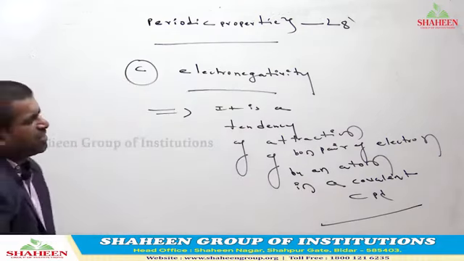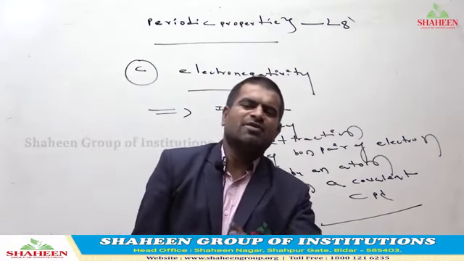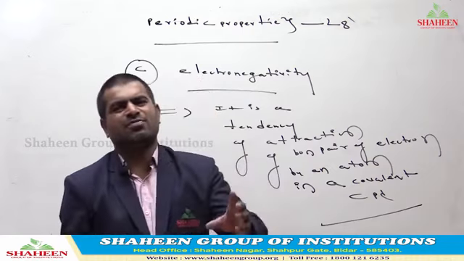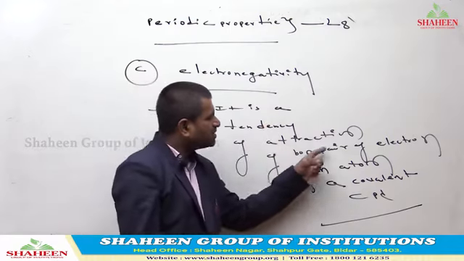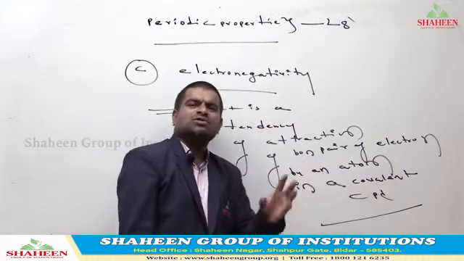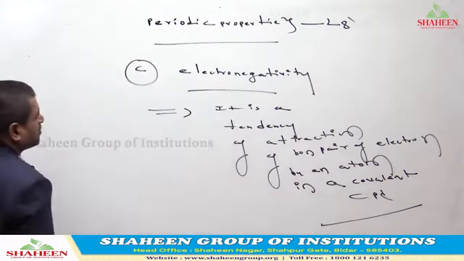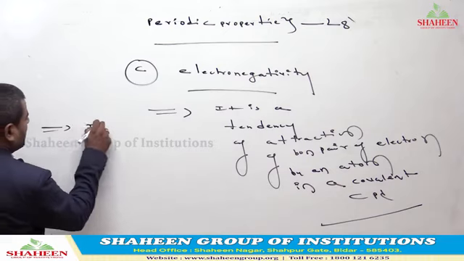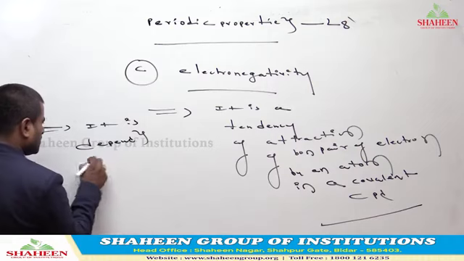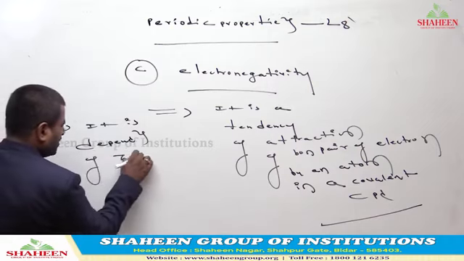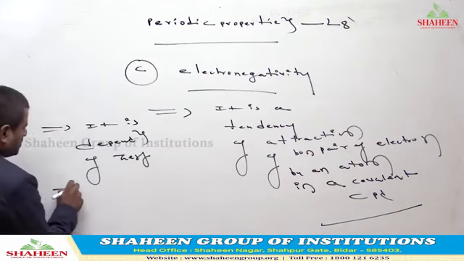Electronegativity depends on Z effective. If nuclear charge increases, the tendency of attraction of electron density from the bond also increases, therefore electronegativity increases. That is why the tendency of attraction of the bond pair of electrons towards an atom is called electronegativity. Electronegativity depends on Z effective, the effective nuclear charge.